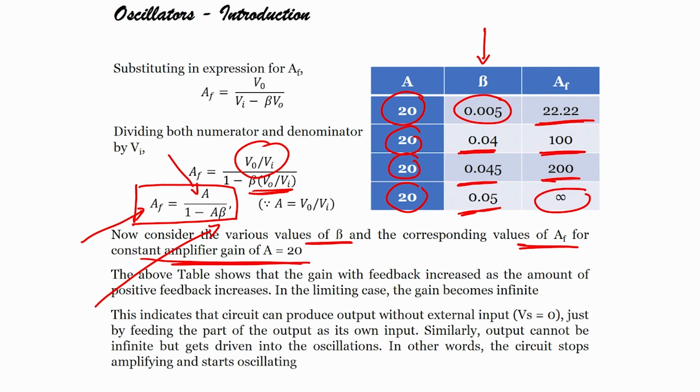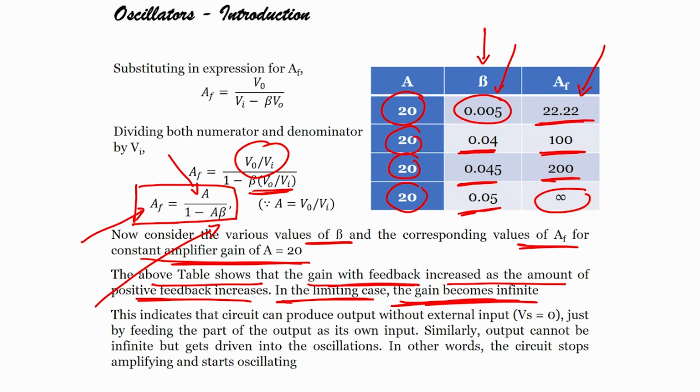That means only a part of the output signal should be fed back to the input. You see, a very small part will cause a very large gain. So, what does that mean? The above table shows that the gain with feedback increases as the amount of positive feedback increases. In the limiting case, the gain becomes infinite.